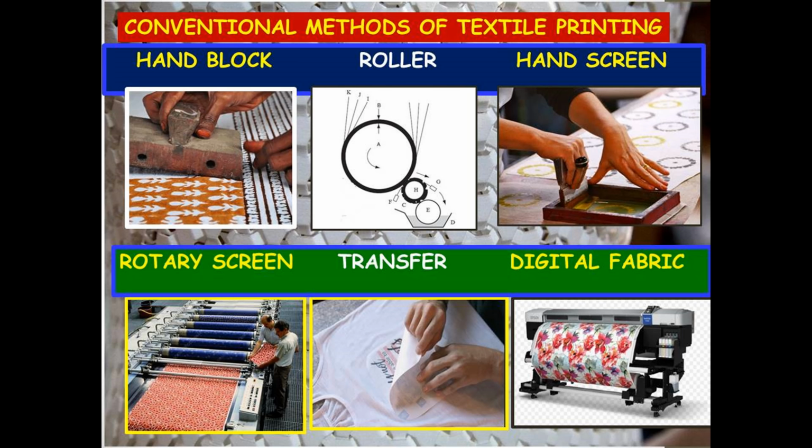Next is transfer printing. In this case, a very special quality of paper is printed first and then transferred to the fabric by heat treatment. And digital fabric printing is a specialized version of inkjet printing, commonly used for textile paper printing.